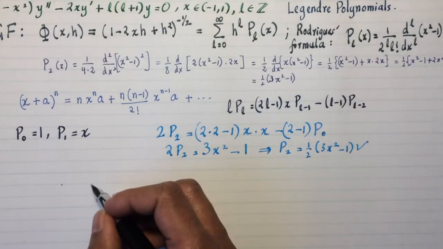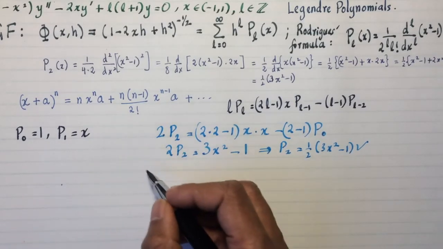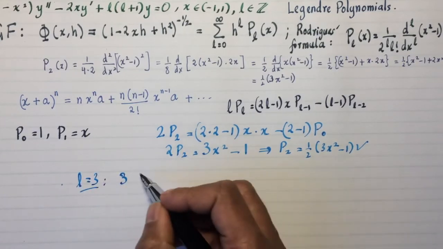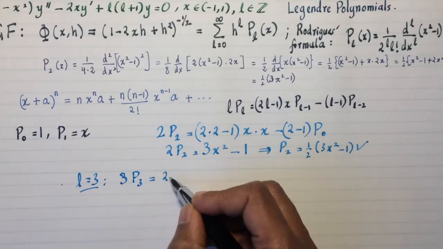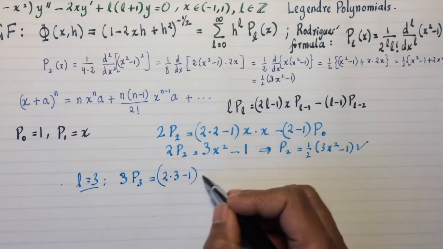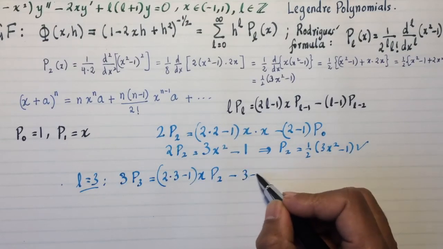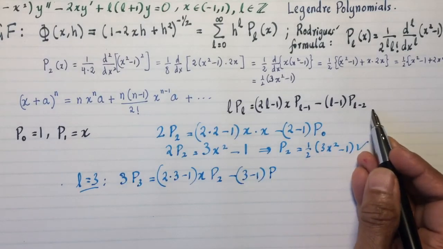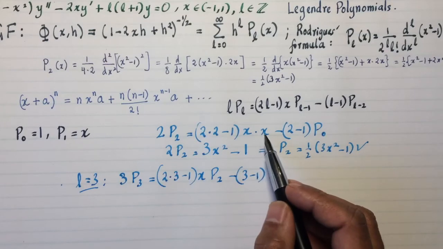So let's try to get P4. But to get P4, we need to first get P3. So let's first try to get P3. Put L equals 3 next. So 3 times P3 is going to be 2 times 3 minus 1 x times P2 minus 3 minus 1 P L equals 3, so that's 3 minus 2 or 1. I always urge you to do a first step where you write the P's as is and don't go directly like I did there.